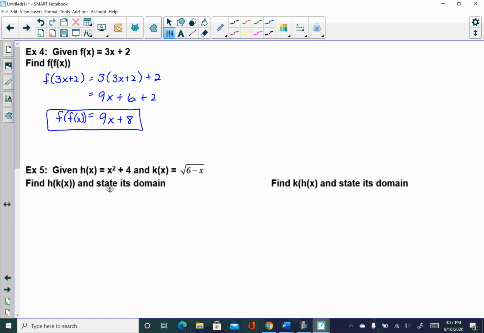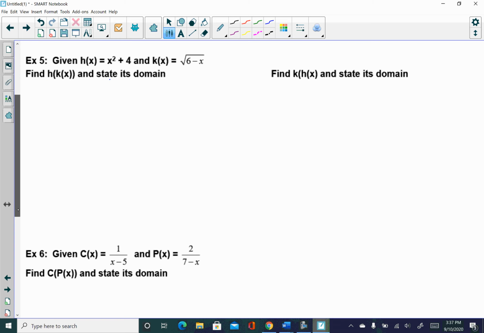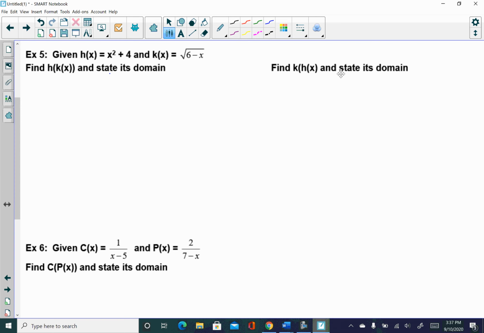In example 5, we are finding h of k of x as well as k of h of x and stating the domain of each of those. So I think, yeah, I need to do both of them. Okay, so here in example 5, h of x is given and k of x is given. So if I want to find h of k of x, replace k of x with the square root of 6 minus x.